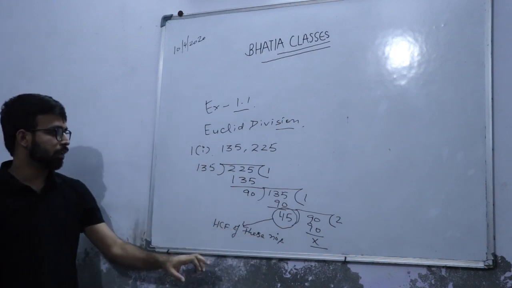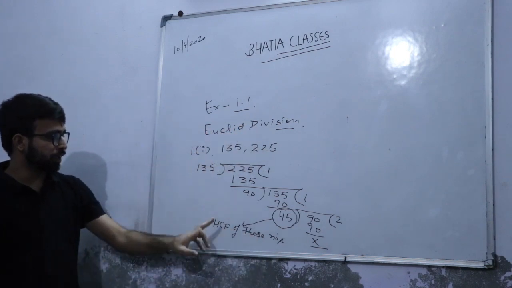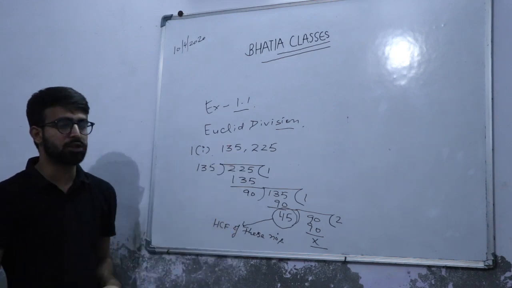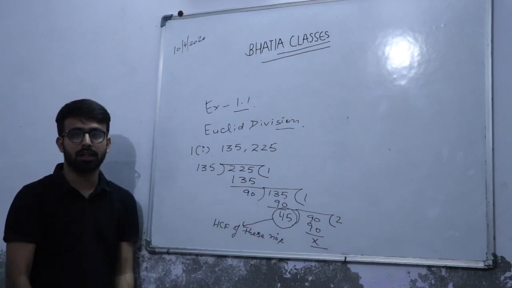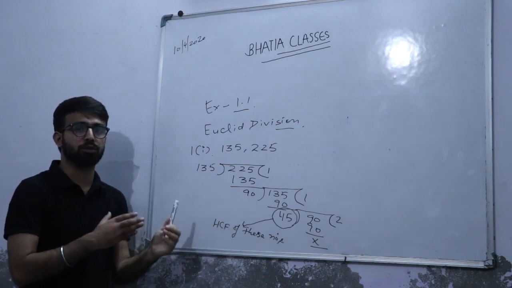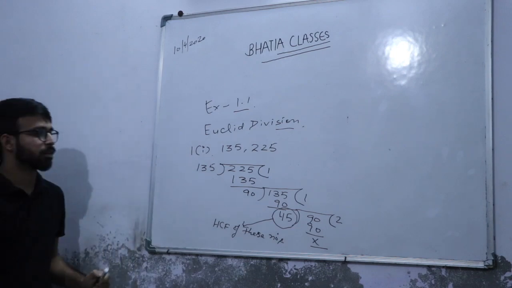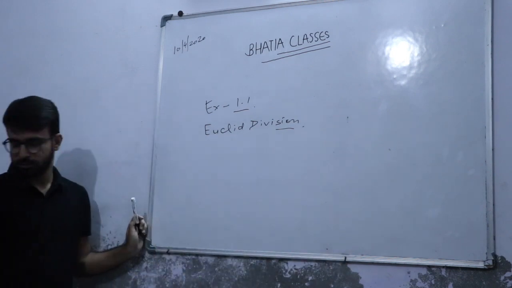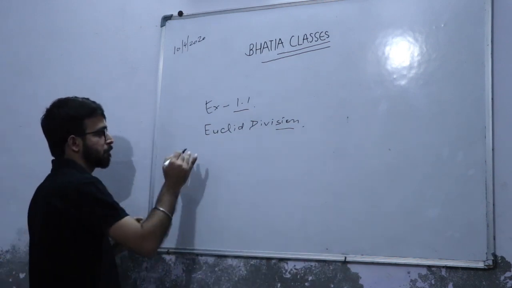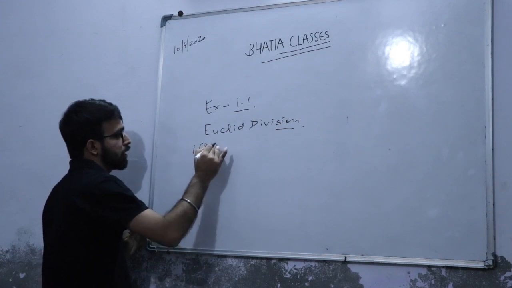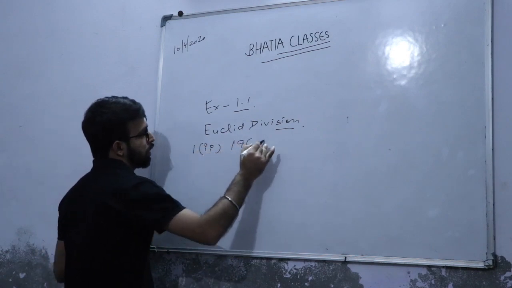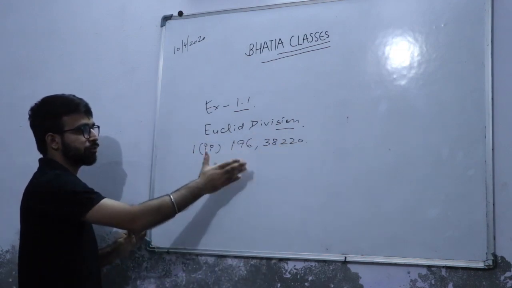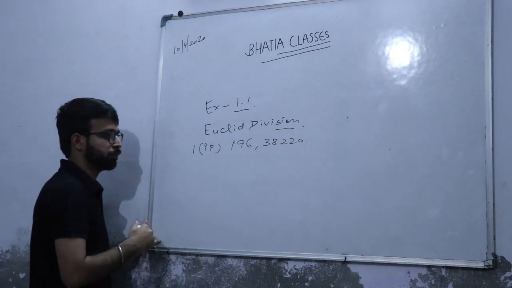So here you see that by Euclid division you can find out HCF of the two numbers. You can find out the HCF of three numbers also, but that is not in our syllabus. Now I will explain you the other problem of this. Second problem of the NCERT book: 196, 38220. This problem is different from the first one. I will show you.